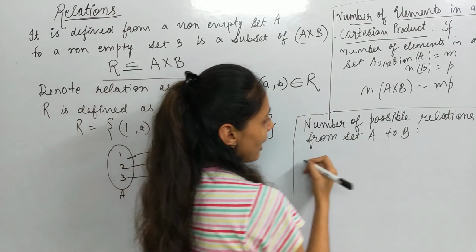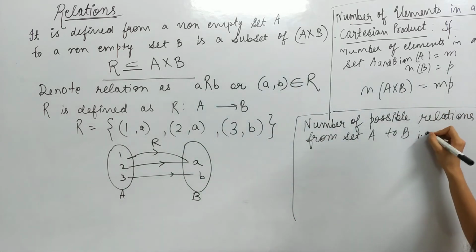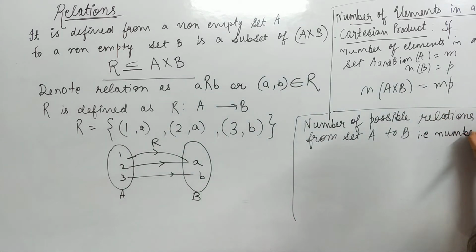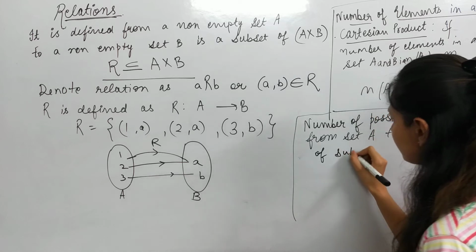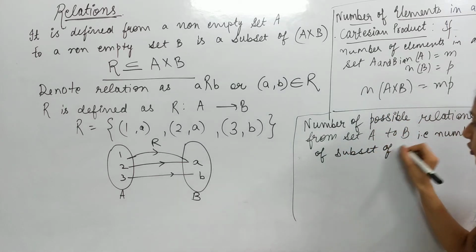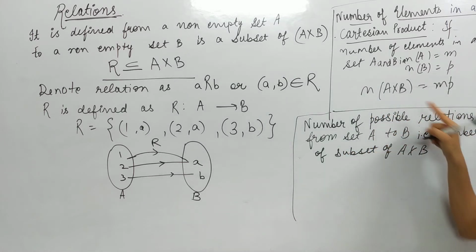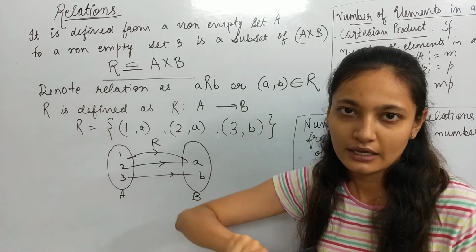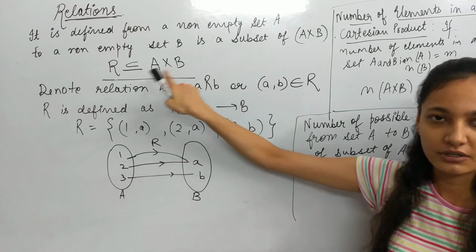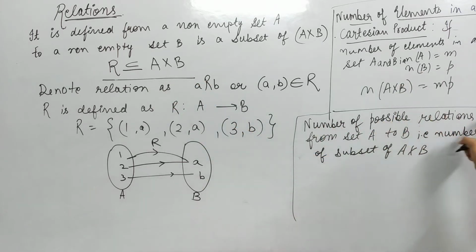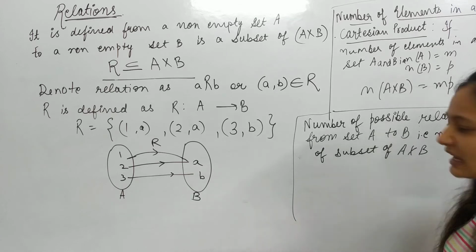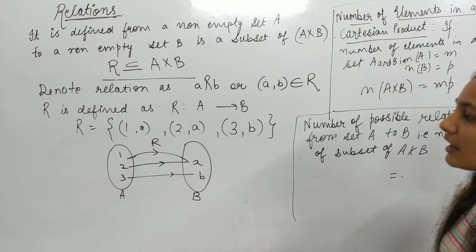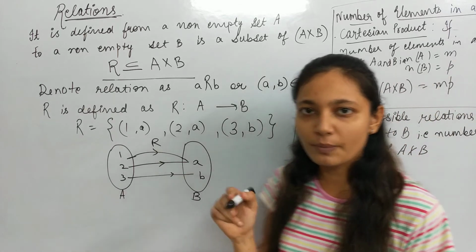That means you have to find the number of subsets of A cross B. A cross B के जितने subsets होंगे उतने ही relations possible हैं किसी भी दो sets के बीच में. Okay, so the number of possible relations from set A to B is the number of subsets of A cross B, and the number of subsets you count to be 2 raised to power n.